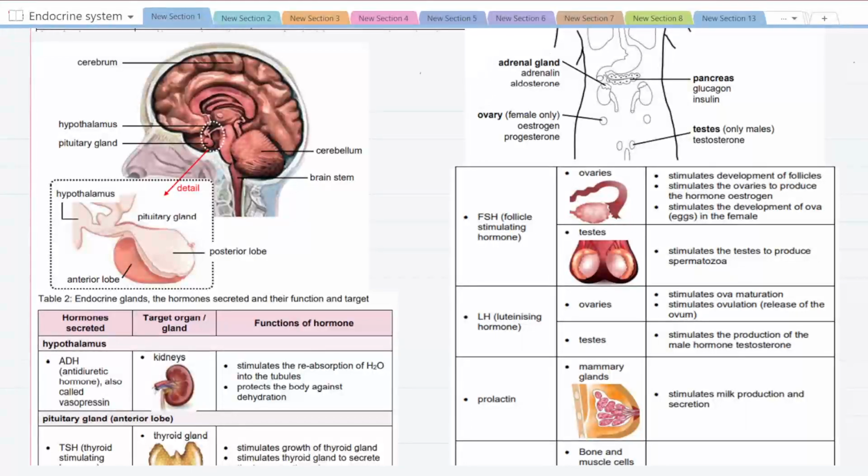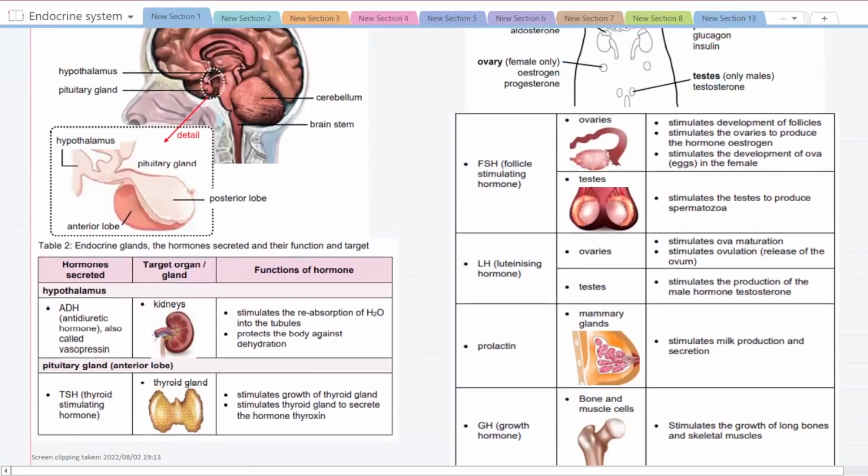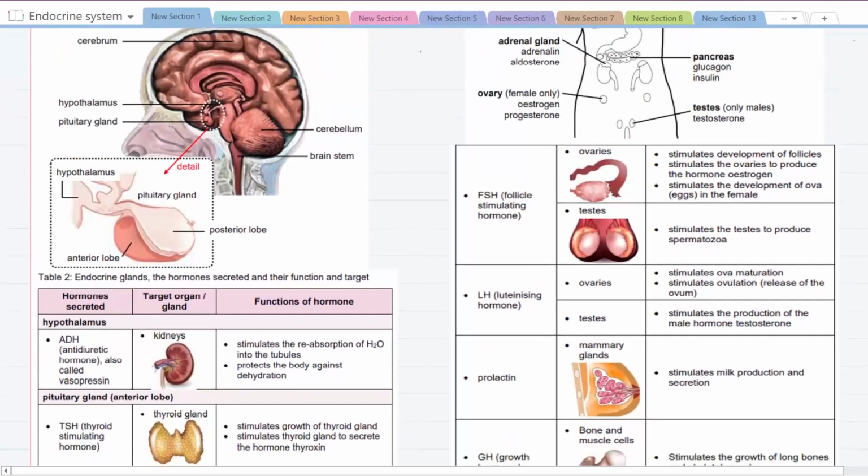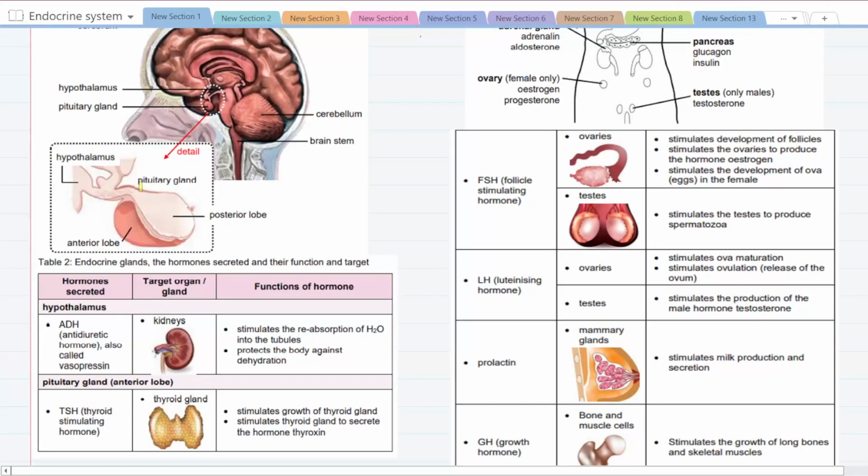Now let's have a look at the target organ of where the hormone will be targeted to or transported to in the blood, and you see the role. So let's start first by looking at the structure of the pituitary gland.